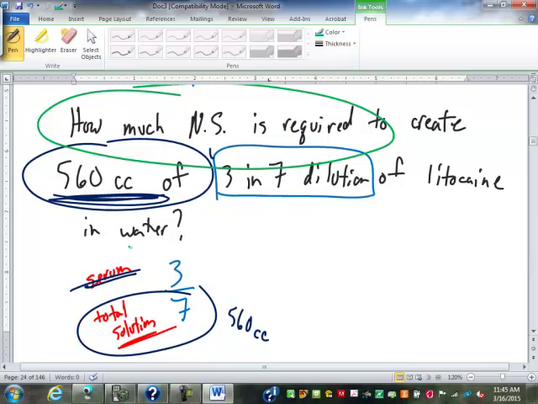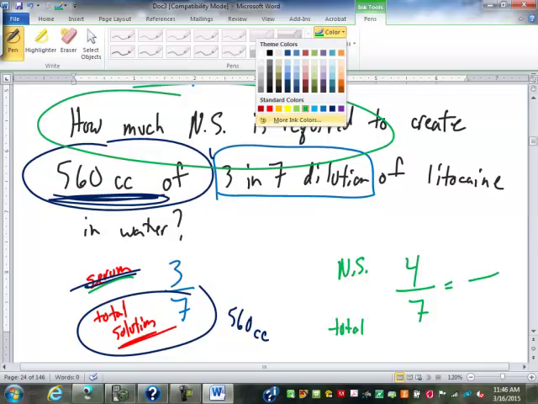So we don't want the ratio of serum to total. We could find the amount of serum and then subtract if we wanted to. But what we really want is the ratio of water, or NS, to total solution. And it's easy enough to find that ratio. The total solution would still be 7. If 3 out of the 7 parts is serum, 7 minus 3 is 4. There'd be 4 out of the 7 parts has to be the water.